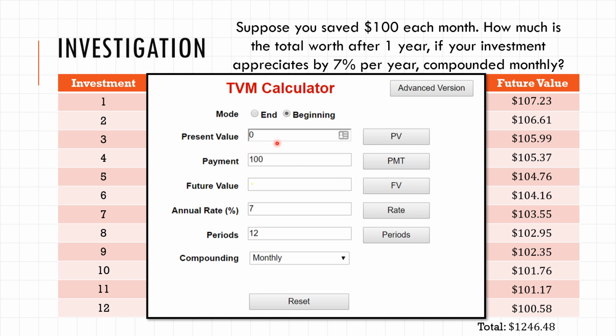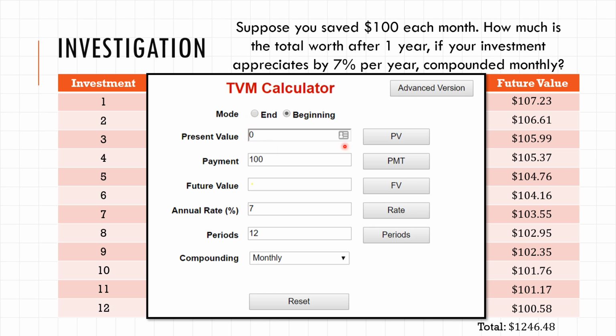A TVM calculator can be used to find the future value of this situation. This is called an annuity. When you make multiple investments at regular intervals and you are trying to find the total value of all of those investments, and they all have the same interest rate, that is exactly the situation that people call an annuity. And using a TVM calculator, you can put in 0 for present value, because at the start of the term, you had no money in your account.